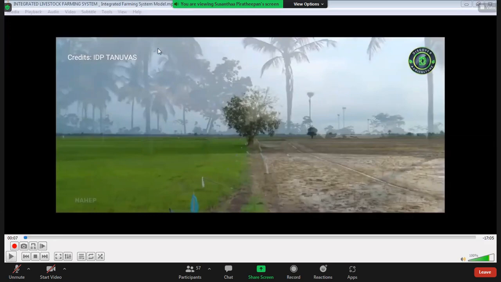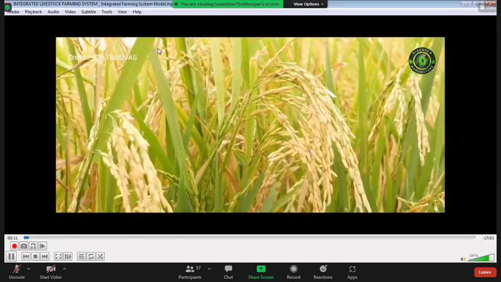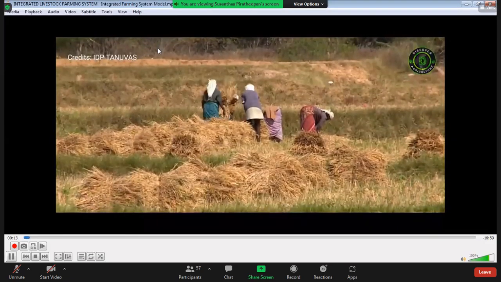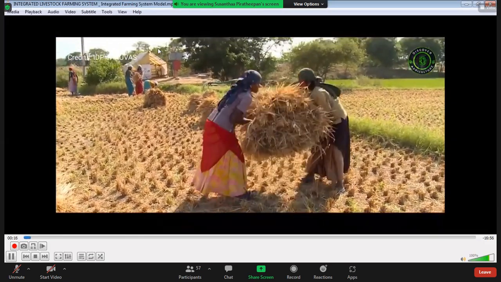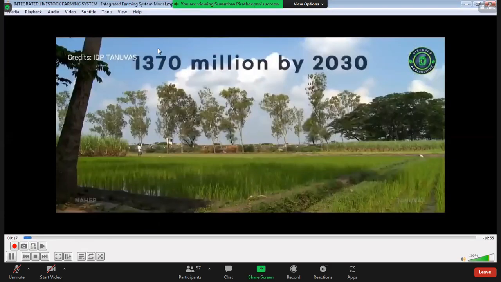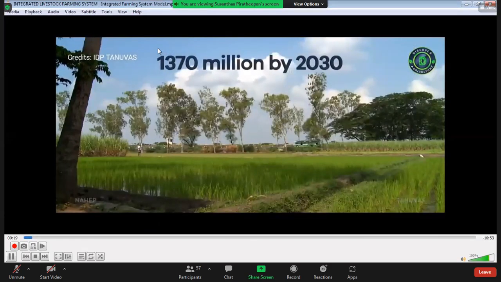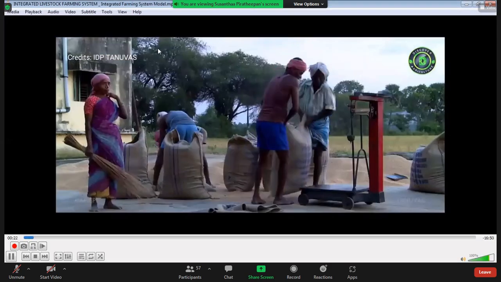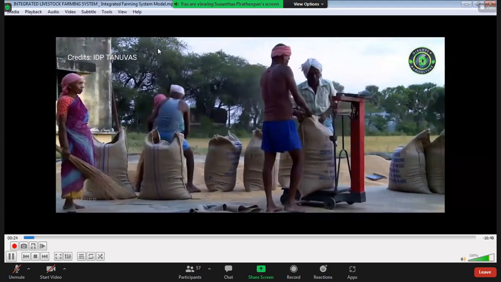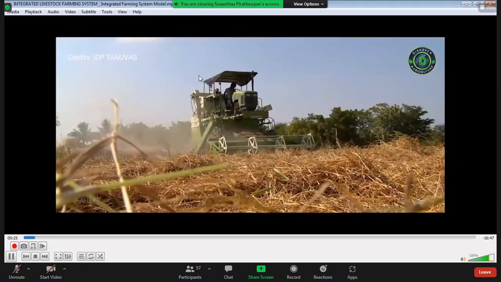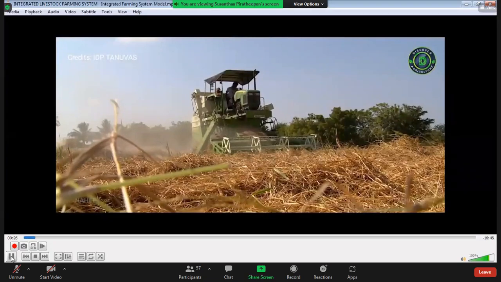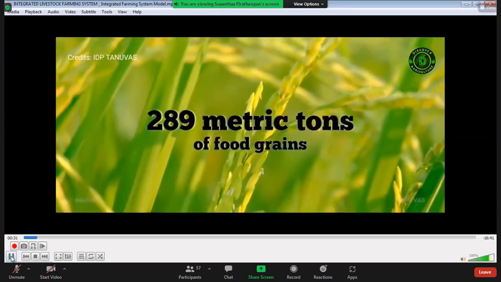Despite the rapid economic development in the last few decades, it is projected that the human population of the country will touch 1,370 million by 2030, and to meet the food demand during the period, we have to produce 289 metric tons of food grains.